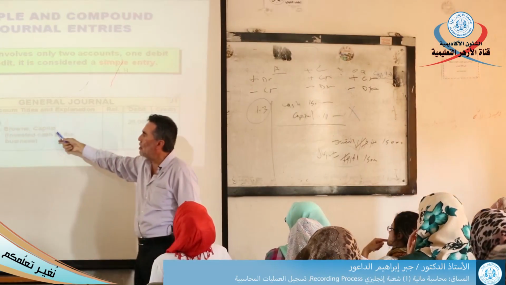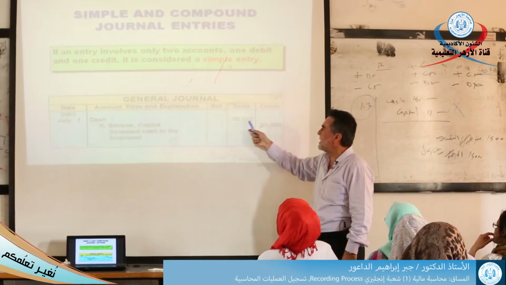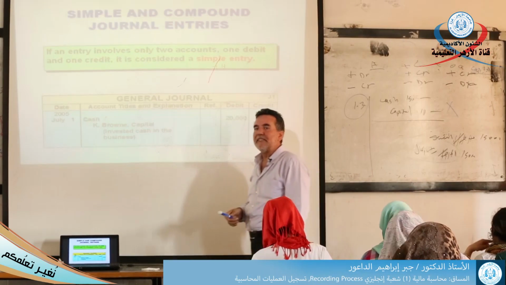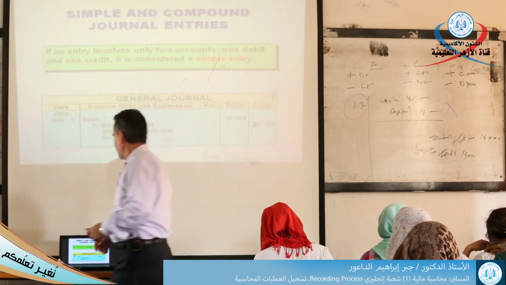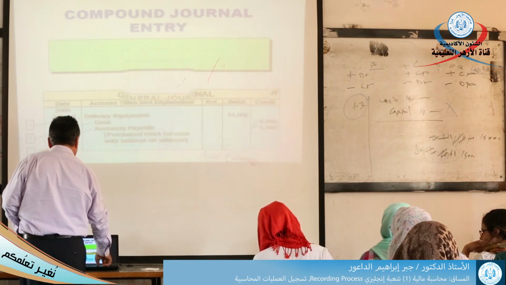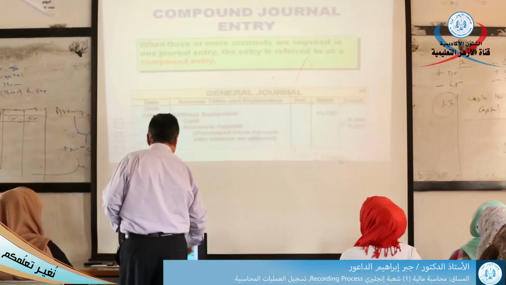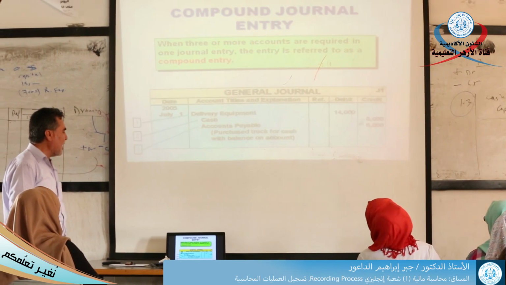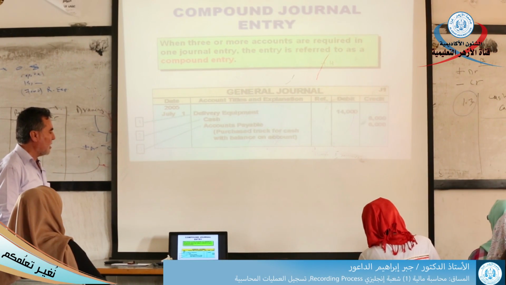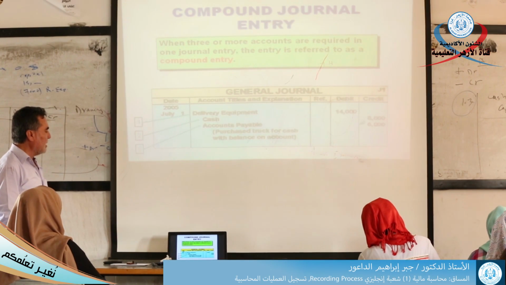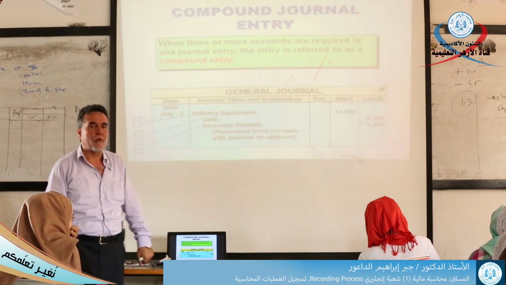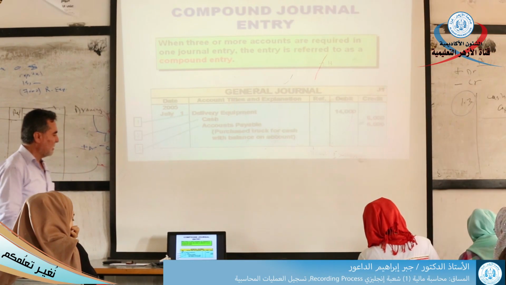Cash to capital 20,000. So this is called a simple entry. Whereas when three or more accounts are required in one journal entry, the entry is referred to as a compound entry.